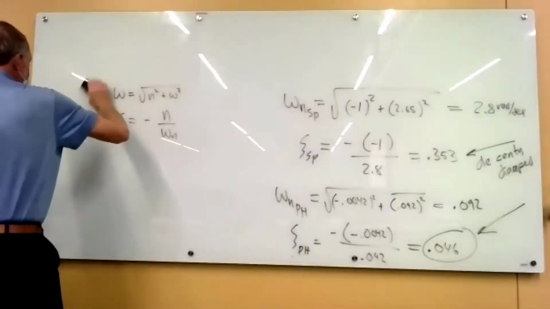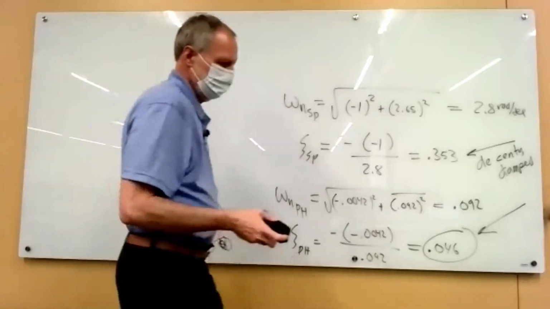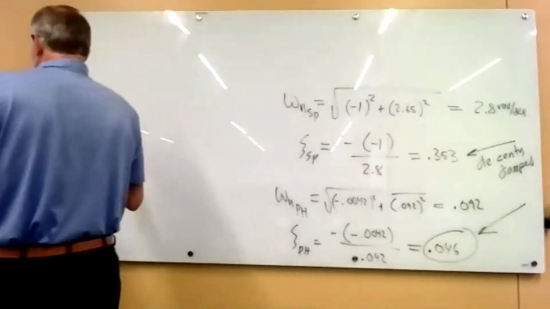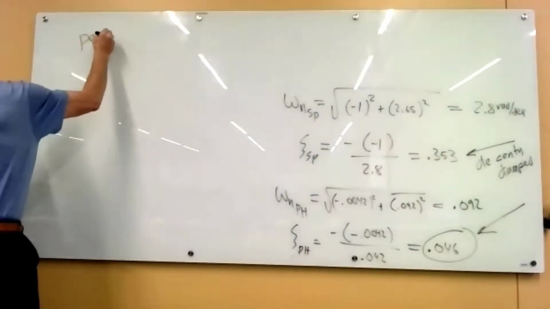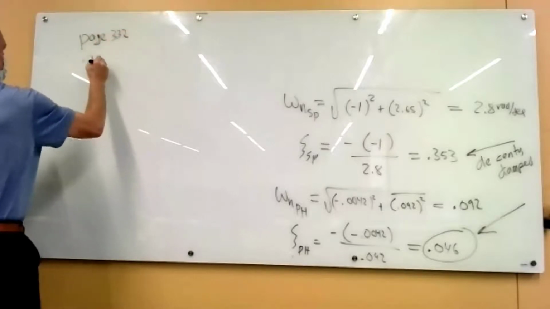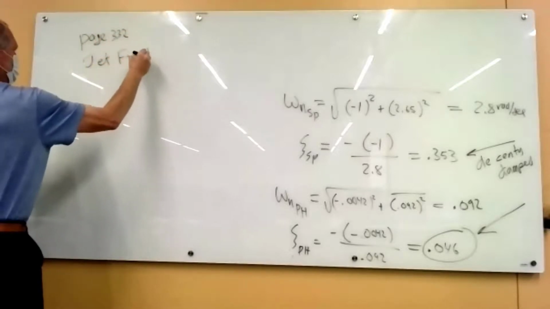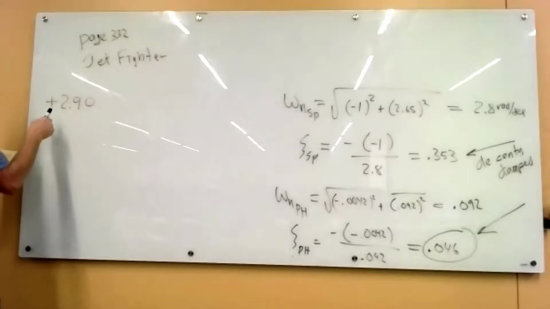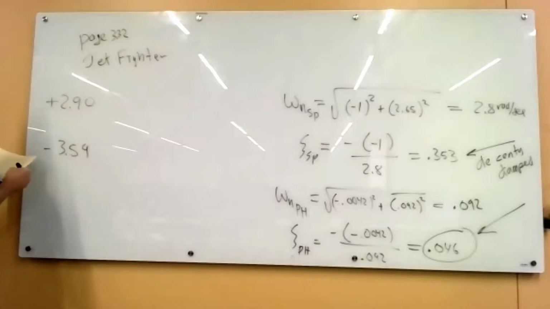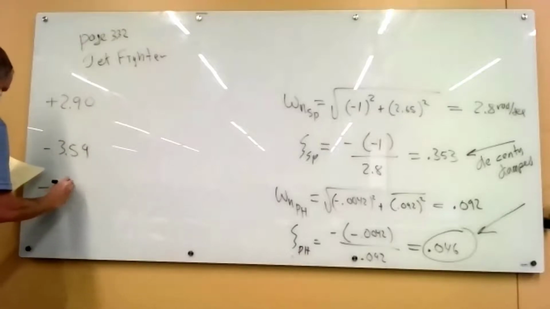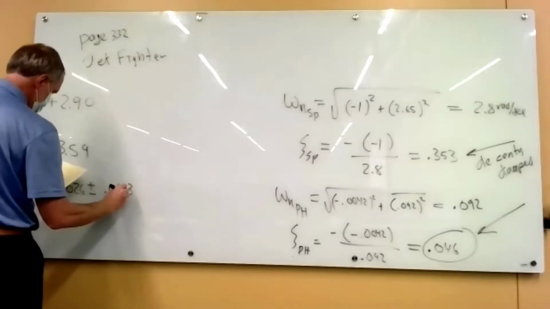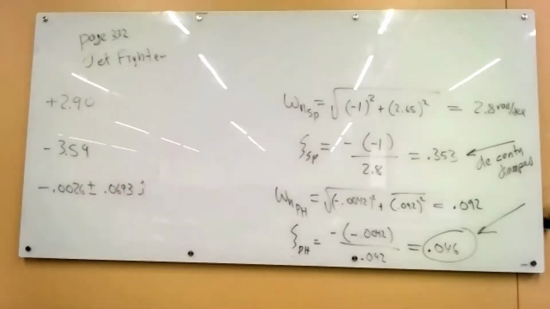So if we did this process for another airplane that's a jet fighter, go through all the calculations, get the roots of the denominator polynomial. He shows you these in the book. So this is on page 332 for a jet fighter. You get a root that's plus 2.90, one that's minus 3.59, and we want to name them.